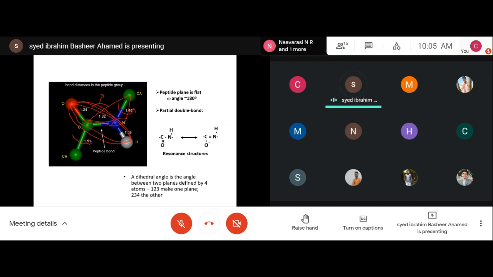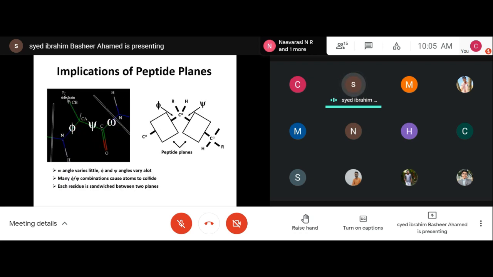You can see here, the torsion angle N to C alpha is measured as the phi angle. C alpha to C prime is the psi angle. And then C prime to N is the omega angle. The omega angle will always be 180 degrees.